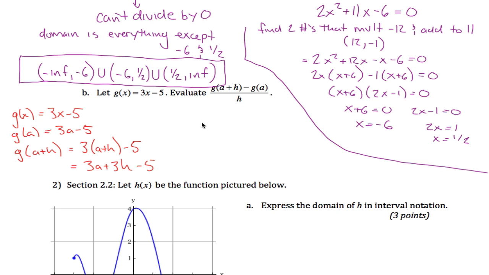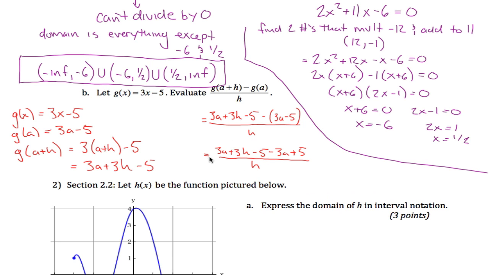And now we can evaluate this difference quotient. g of a plus h is 3a plus 3h minus 5. And from that we want to subtract g of a. We want to subtract 3a minus 5. Again, careful, make sure you use parentheses. We want to subtract all of g of a, this whole thing. And we want to divide that by h. So what we have is 3a plus 3h minus 5. If we distribute this negative in, minus 3a plus 5, all over h.